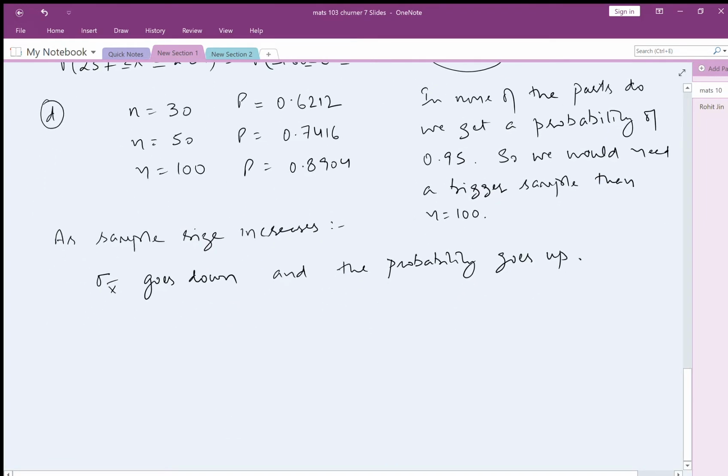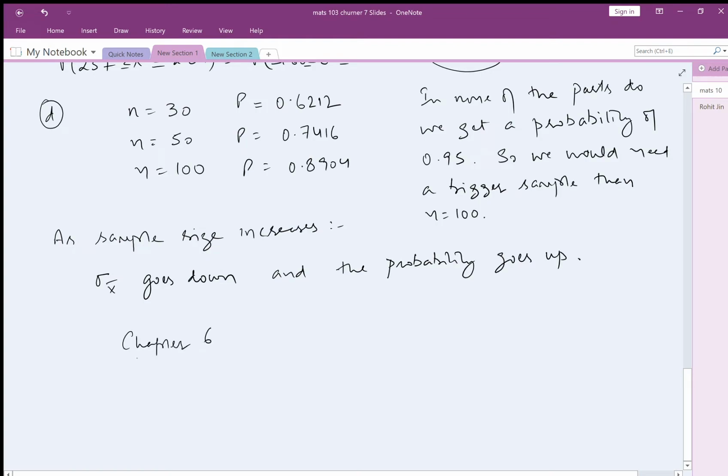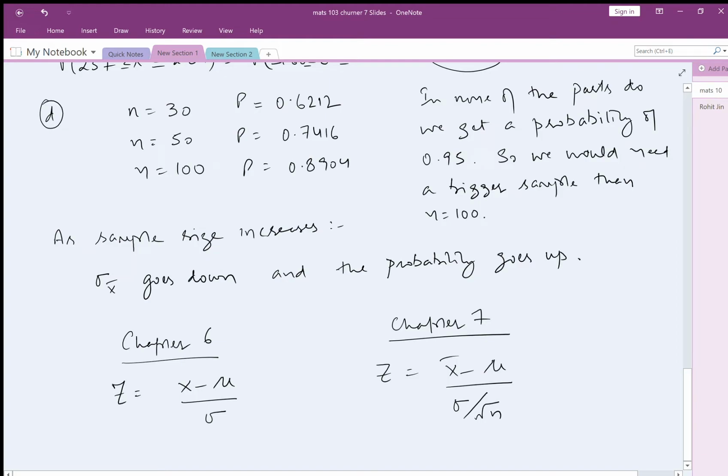Okay, one more thing before we move on to the next question. So if we look at chapter 6 notes, then the Z formula that we were using was Z equal to X minus mu over sigma. When we come to chapter 7, the formula that we are using is Z equals X bar minus mu over sigma divided by square root of n. Now the question is, how would you decide which formula to use? Because if you are not told that the question is from a certain chapter, then how would you know whether to use the formula from chapter 6 or the one from chapter 7?